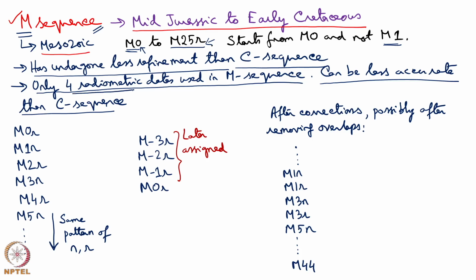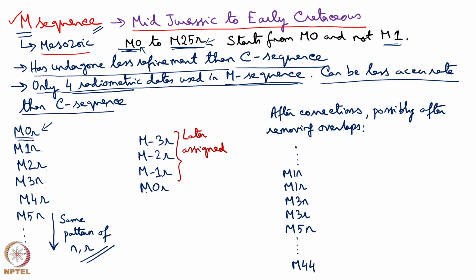One has to look at the latest literature and find out the status, how many radiometric dates have been added, how much refinement the M sequence has undergone. Now, let us look at M0R at the top, R for the reverse polarity, below that will be M1, then M2, then M3, then M4 and M5. It will go on from M0 to M25R, and you can see the variation reverse, normal, reverse, normal, reverse, normal, and the same pattern is maintained.